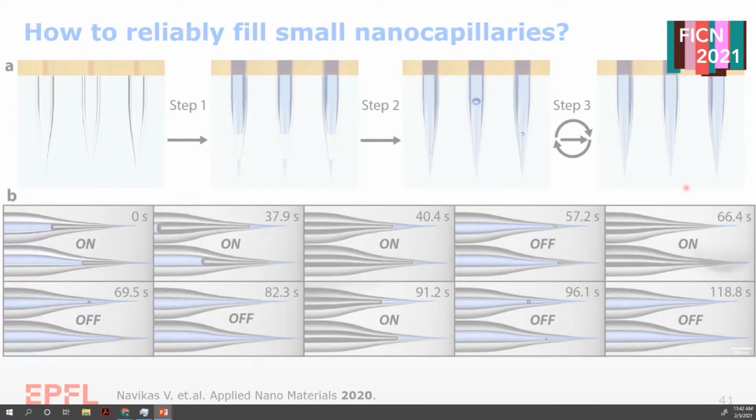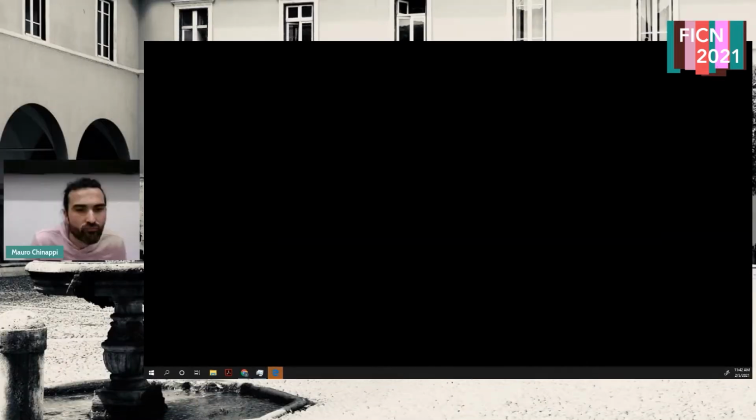So we performed scanning ion conductance microscopy measurements using two different diameters of the pipette. One which was 80 nanometers and one which was 30 nanometers.